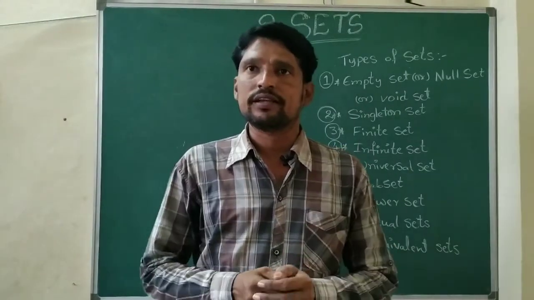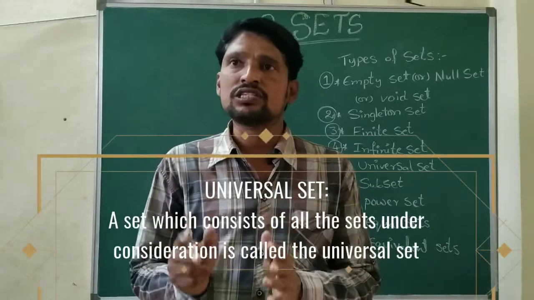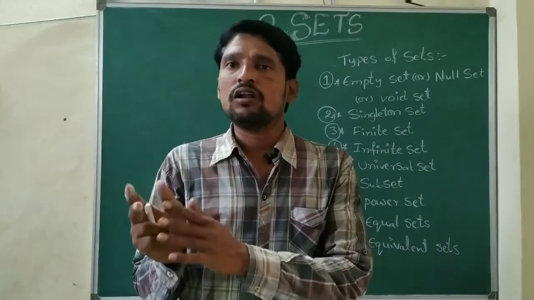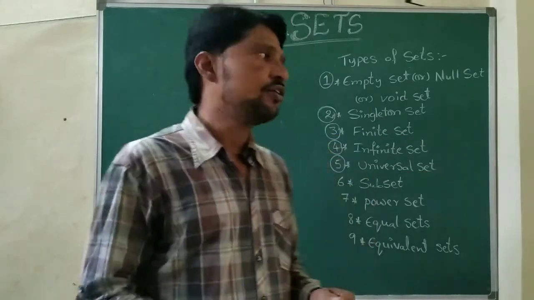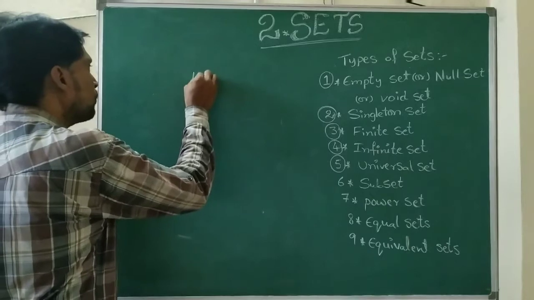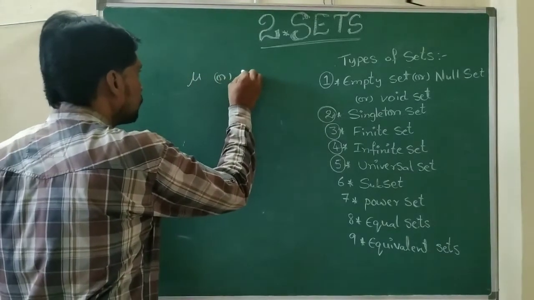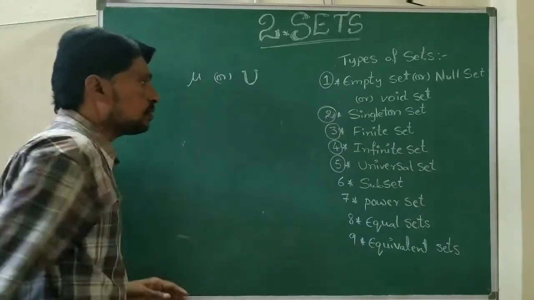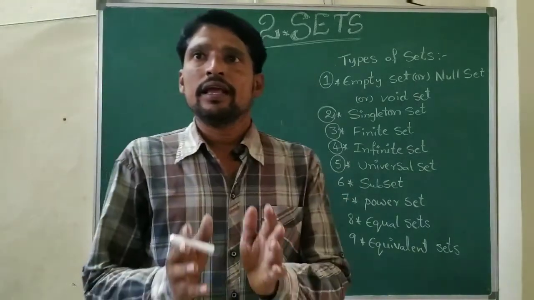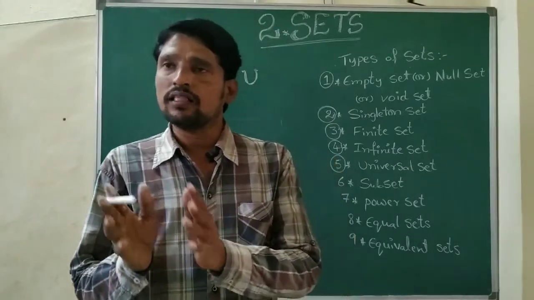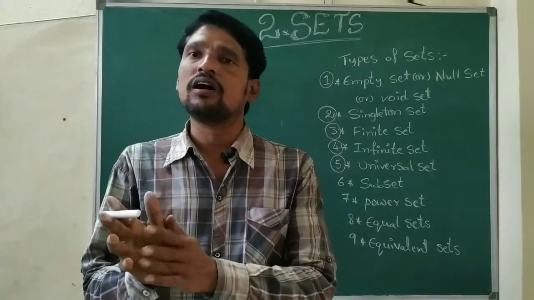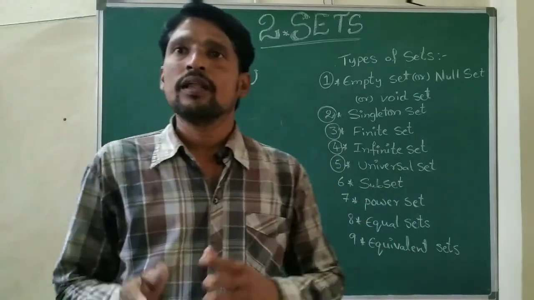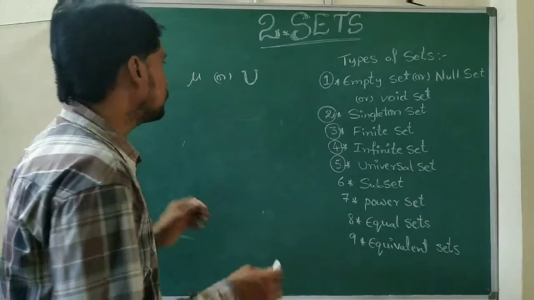What is universal set? A set which consists of all the sets under consideration is called universal set. It is denoted by mu or U. So what is universal set? A set which consists of all the sets under consideration. Let us see one example.